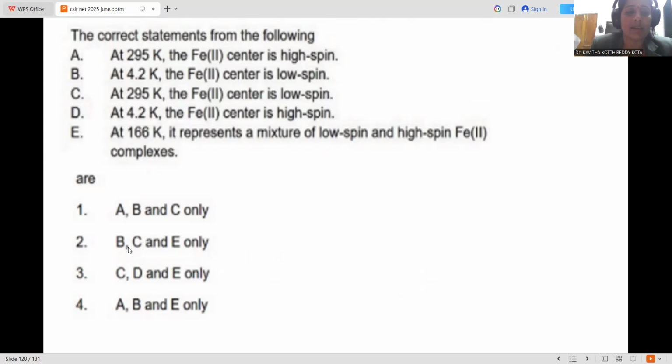A, B, E are correct. A, B, C is wrong. A, B, E is given in option number 4. For this question, option number 4 will be the correct answer. Move on to the next question.